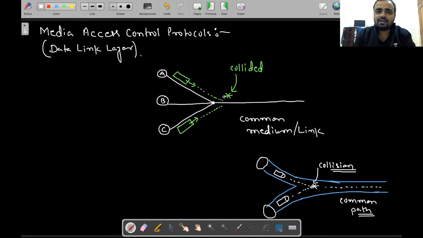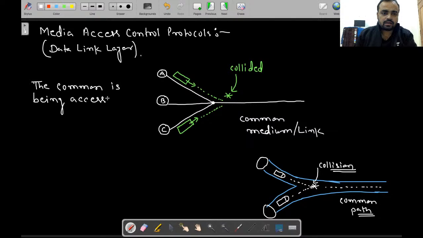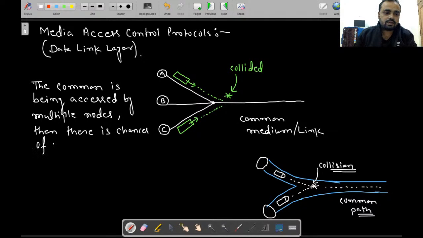So how to reduce the collision? That basically comes under media access control protocol. To reduce the collision, we define a set of protocols. So what will be the definition? The common medium is being accessed by multiple nodes, then there is a chance of collision.